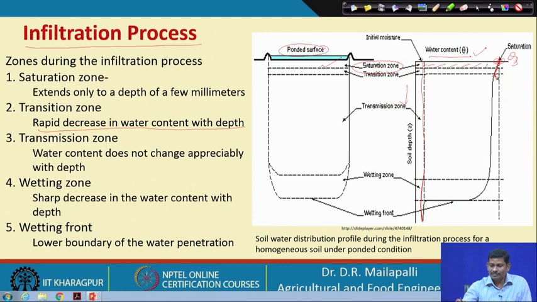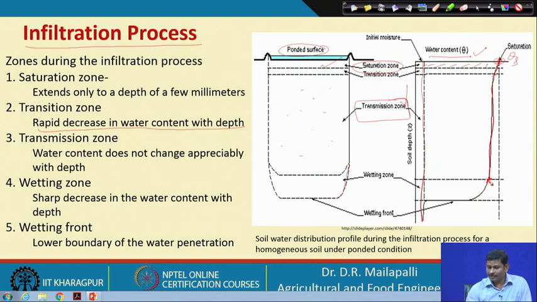Then after that there is a slow decrease in water content. Almost from here up to this point, we say it is constant. This is called the transmission zone. In the transmission zone, if you collect a soil sample and analyze it, the soil water content is almost the same up to this point. Then there is a wetting zone. This is called the wetting zone.